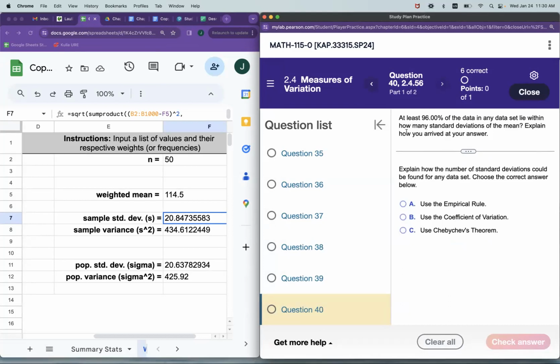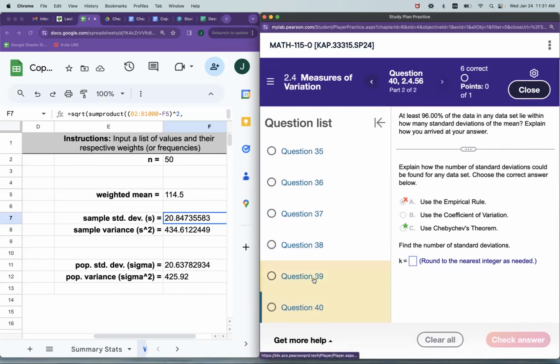Okay. Oh yeah, this one might be interesting. At least 96% of the data in any data set lies within how many standard deviations of the mean? And we're thinking we're using the empirical rule. Explain how the number of standard deviations could be found for any data set. Actually, I'm not sure we learned the more powerful versions yet. Yeah, this is another Chebyshev theorem. We didn't learn Chebyshev's theorem. Okay, so that's actually another skip.